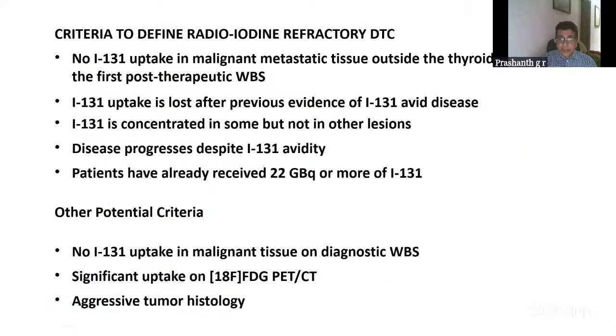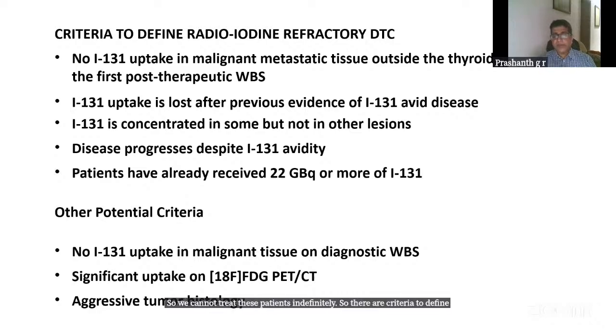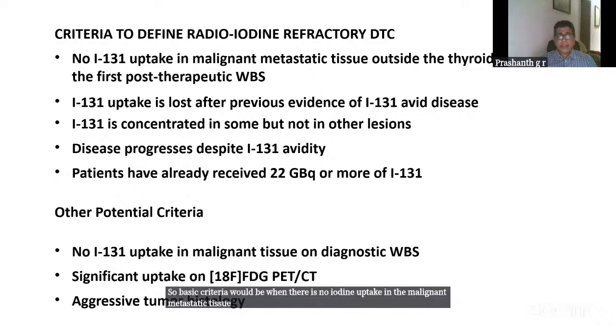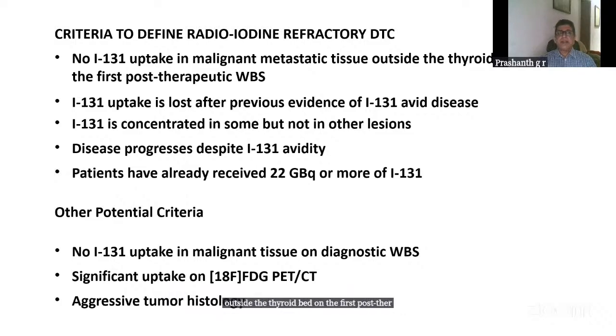So we cannot treat these patients indefinitely. So there are criteria to define when radioiodine refractory disease is present. The basic criteria would be when there is no iodine uptake in the malignant metastatic tissue outside the thyroid bed on the first post-therapeutic scan, or when iodine-131 uptake is lost after previous evidence of iodine-131 avid disease.